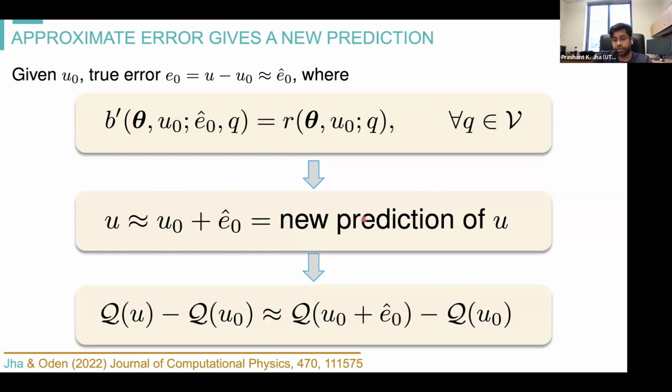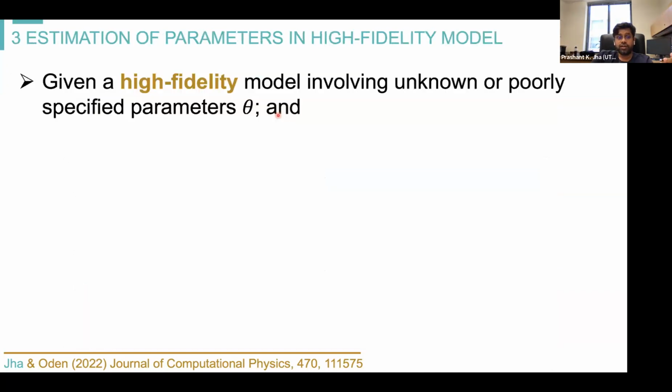And once we have a new prediction of U, we can compute the goal-oriented error easily. So you have Q of U minus Q of U0, which can be approximately equal to Q of U0 plus E0 hat. Here I have replaced U with a new prediction of U and subtracted Q of U0. So this is another estimate that you can cheaply compute by solving this linear variational problem for the error estimate of error E0 hat, okay?